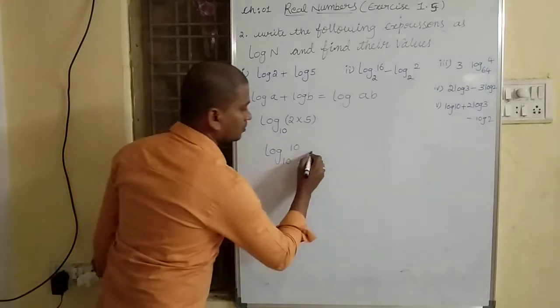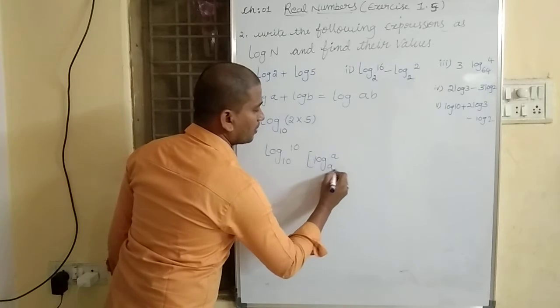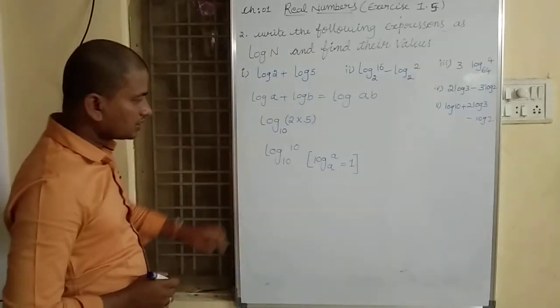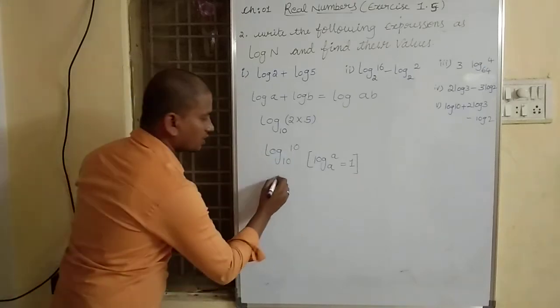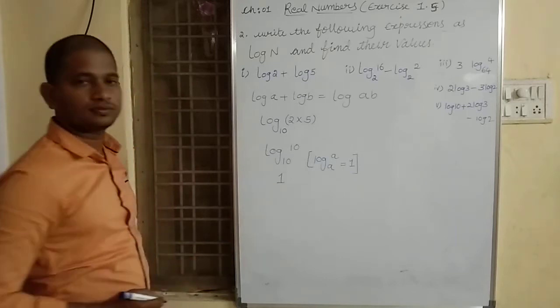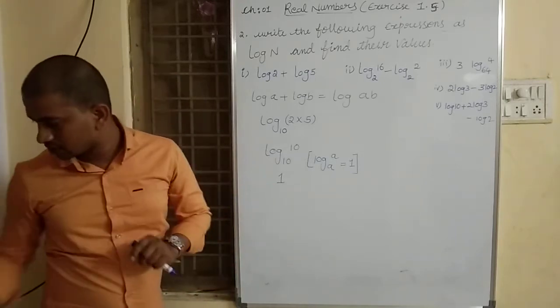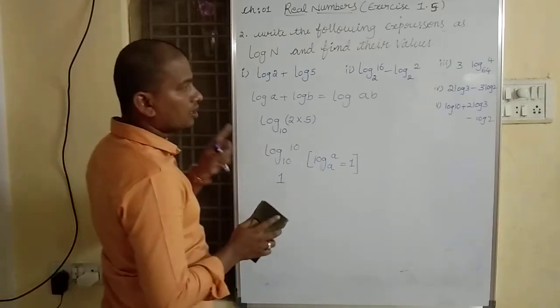So what is the value? We have the formula: log A to the base A is equal to what? 1. See, it is in the form of log A base A, so the answer is 1. Log A to the base A is equal to 1. Okay, that is our first question.